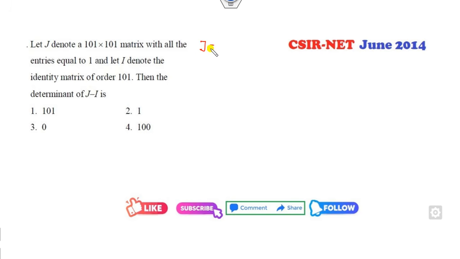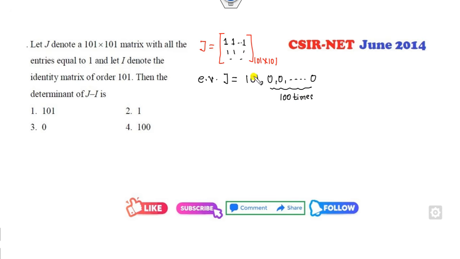J is my 100 cross 100 matrix with all the entries 1, 1, 1. Can you find the eigenvalues of J? 100, 0, 0. Rest all values are 0. How many times? 99 times. Fine. Now I is the identity matrix of order 100 cross 100. What are the eigenvalues of this? 1, 1, 1. How many times? 100 times. Then your target is to find the determinant of J minus I.